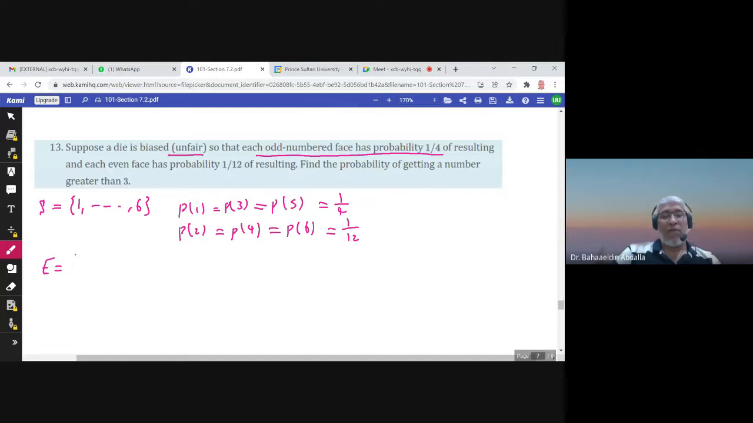So this is the event: greater than 3, I have 4, 5, and 6. What is the probability of E? Well, this is not an equiprobable event, so you cannot say the answer is 3 over 6. But how to find the probability of E?